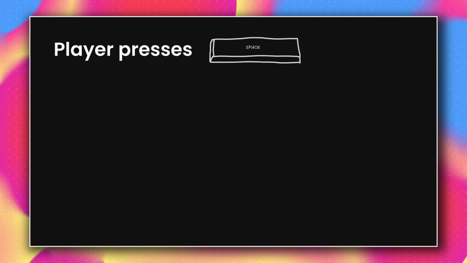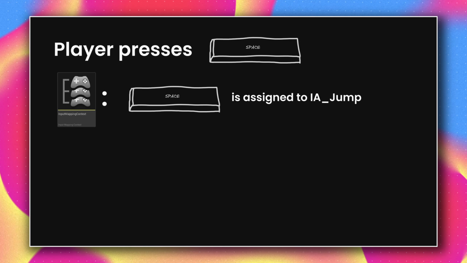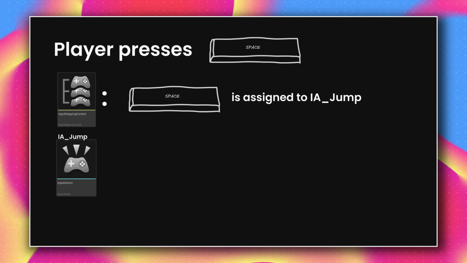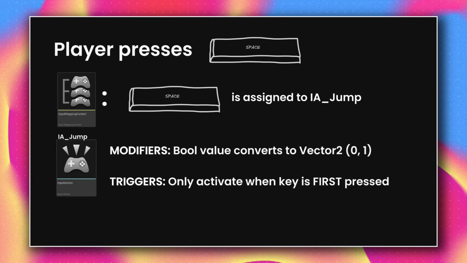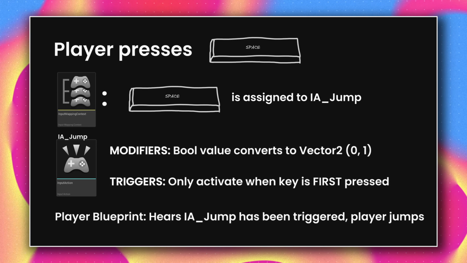One last run through. Physical devices send input. Input mapping contexts decide what physical input should call what input actions. Input actions define the input through modifiers and triggers. Modifiers can change the input value data. Triggers decide when the action should fire, and your blueprint receives the input event last.